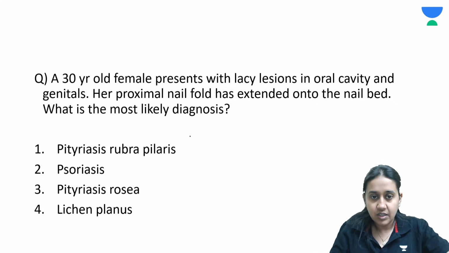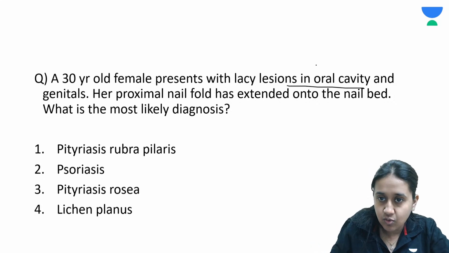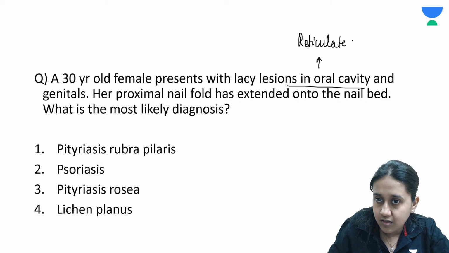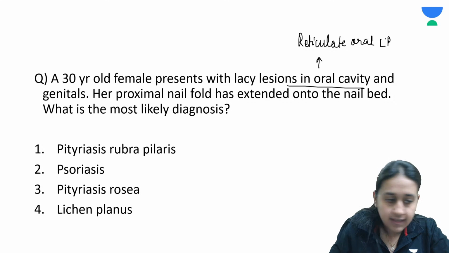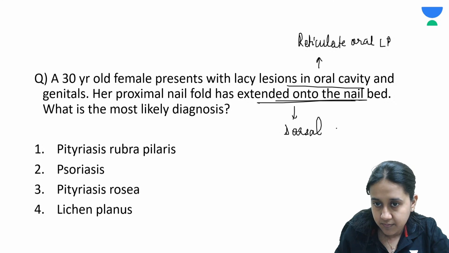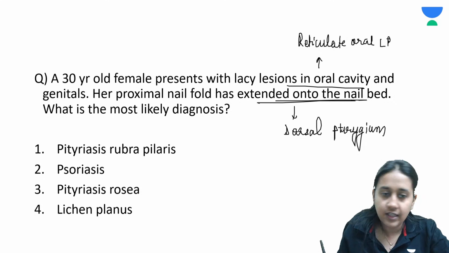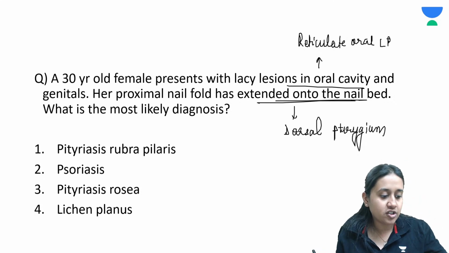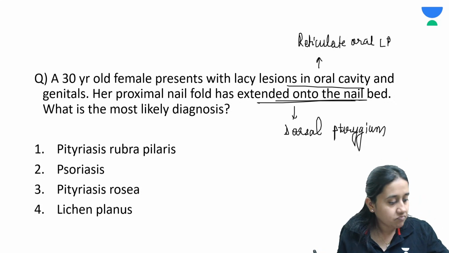Anyone? Presence of white lacy pattern in the oral cavity. This is reticulate oral LP. And what are these? These are dorsal pterygium, the extension of the nail fold over the nail plate. Both of them are features of lichen planus.